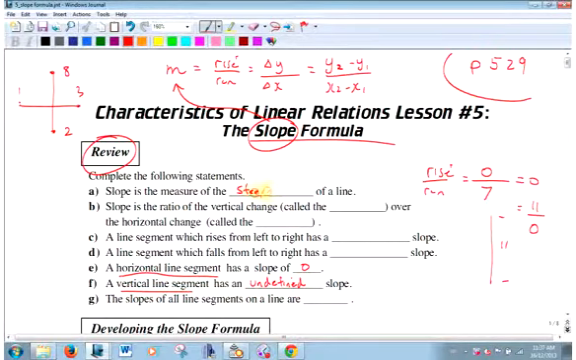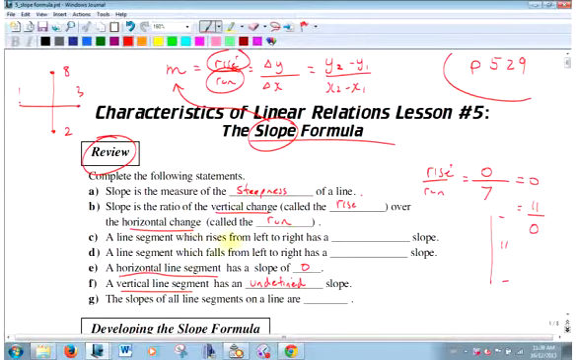Slope is steepness. A vertical line is very, very steep. The only way you could get up it is to plug things in the rock and tie yourself on and pull yourself up, right? You can't ski this. It's just called falling. Slope is the ratio of the vertical change over the horizontal change, rise over run.